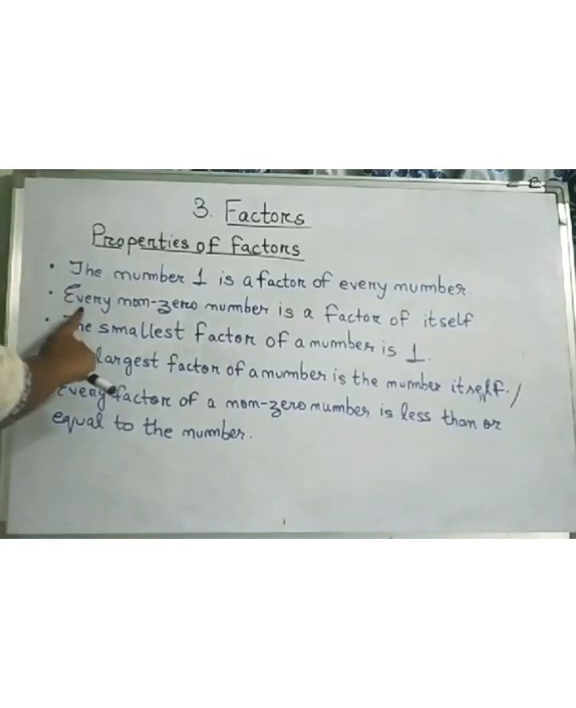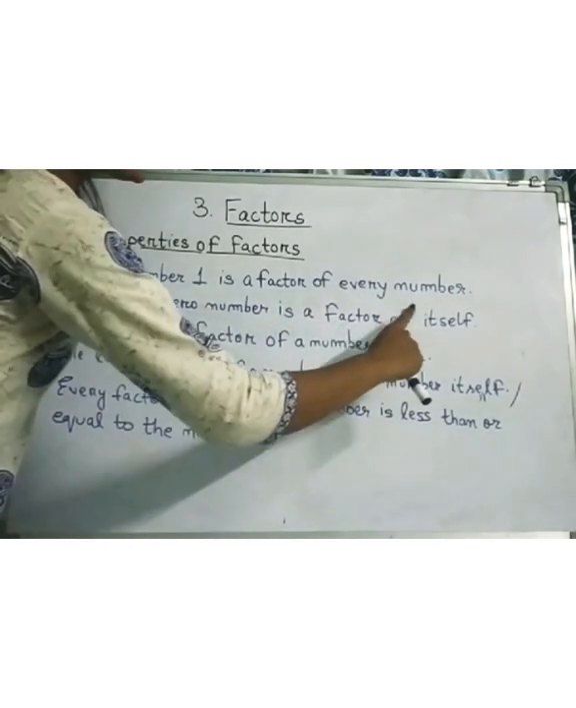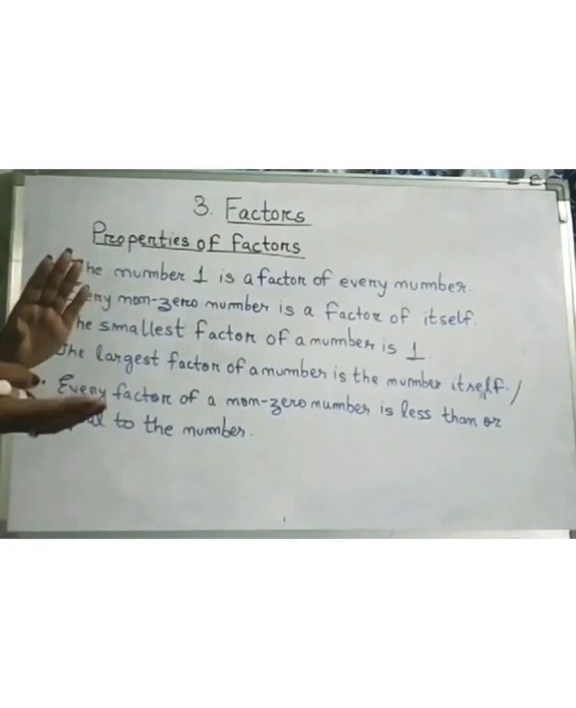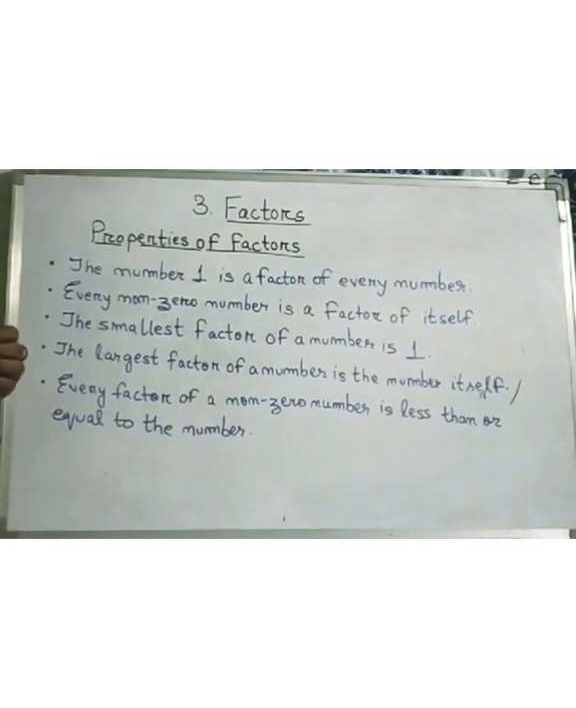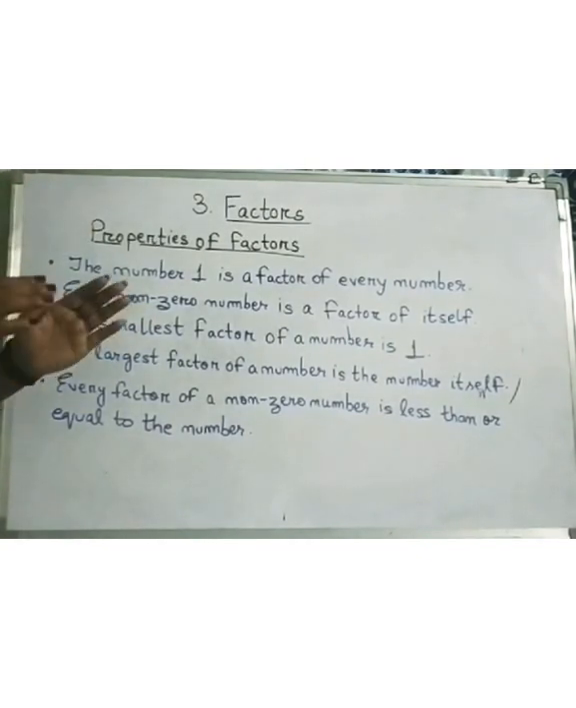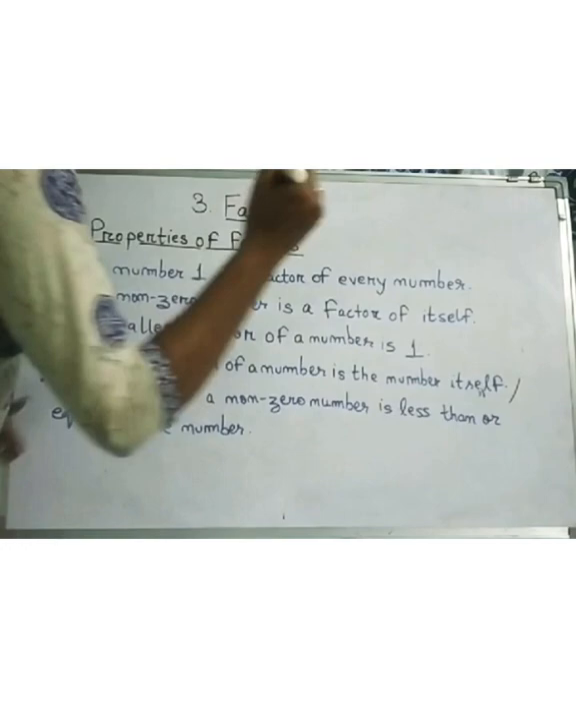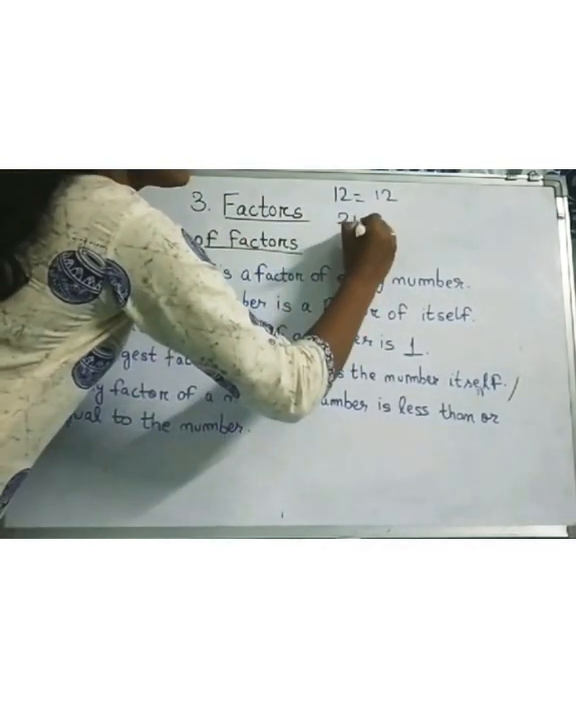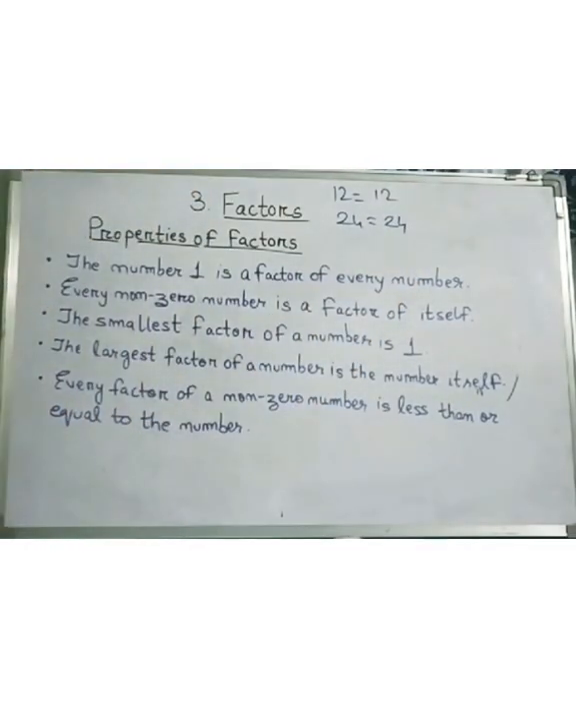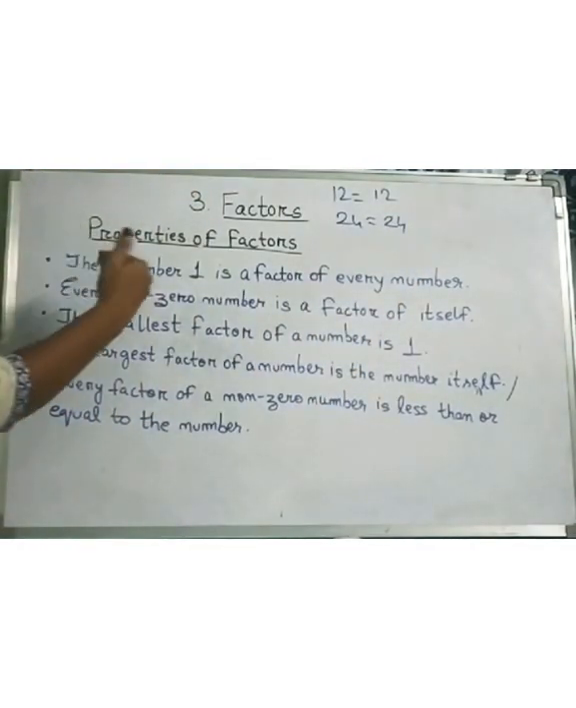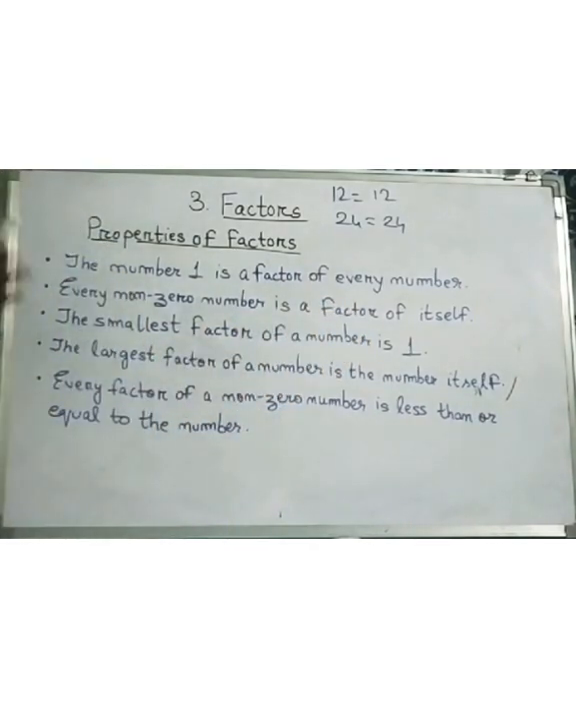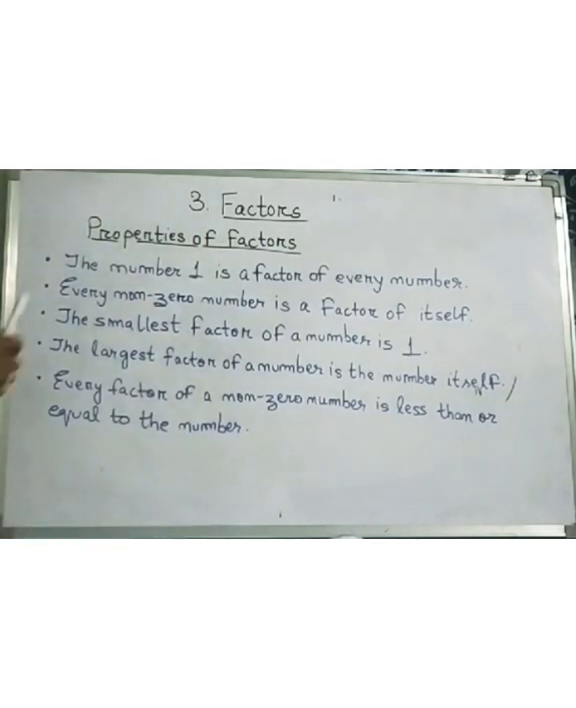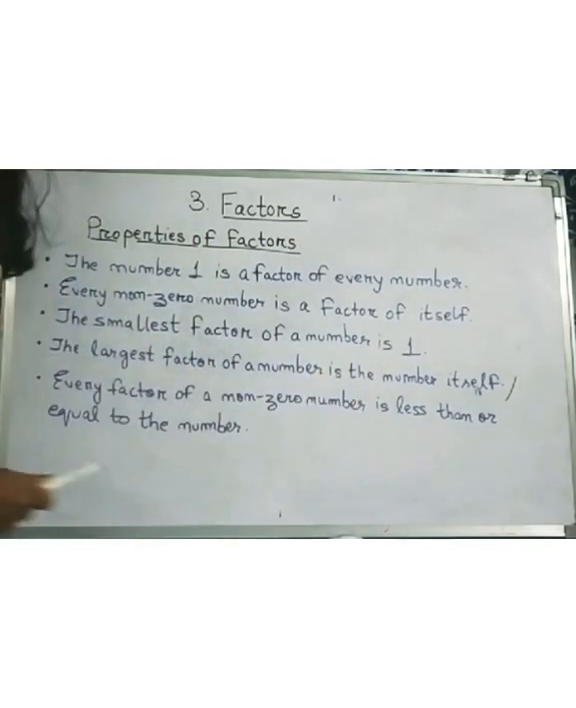Okay? Every non-zero number is a factor of itself. So what are the factors of 72? We will get 72 as a factor itself. Okay? Other factors also we will get, but 72 also. Suppose factors of 12. We will get 12 also as its factor. 24, we will get 24 as its factor. Okay? That means every non-zero number is a factor of itself. Then, the third point, the smallest factor of a number is 1.